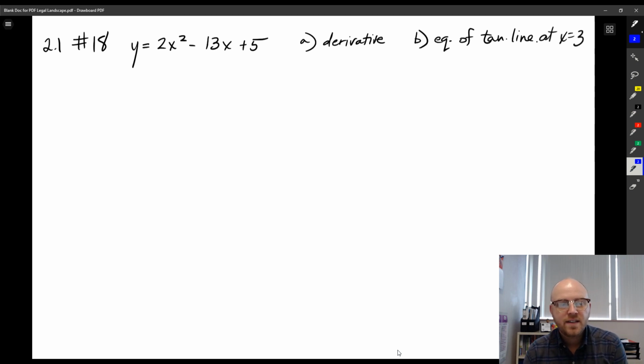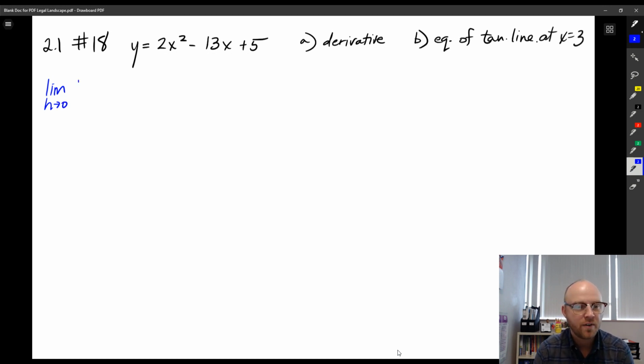All right, this is 18 from 2.1. We have a function y equals 2x squared minus 13x plus 5. We want to find its derivative and then the equation of the tangent line at x equals 3. So let's begin with the derivative. We'll use the definition of derivative, the limit definition.